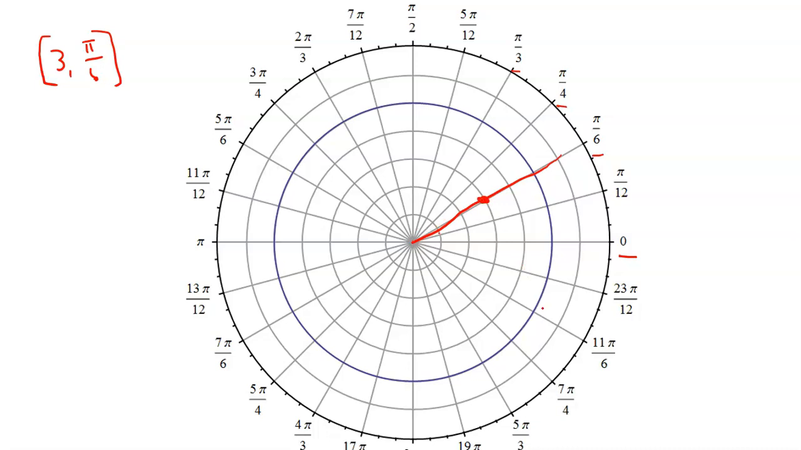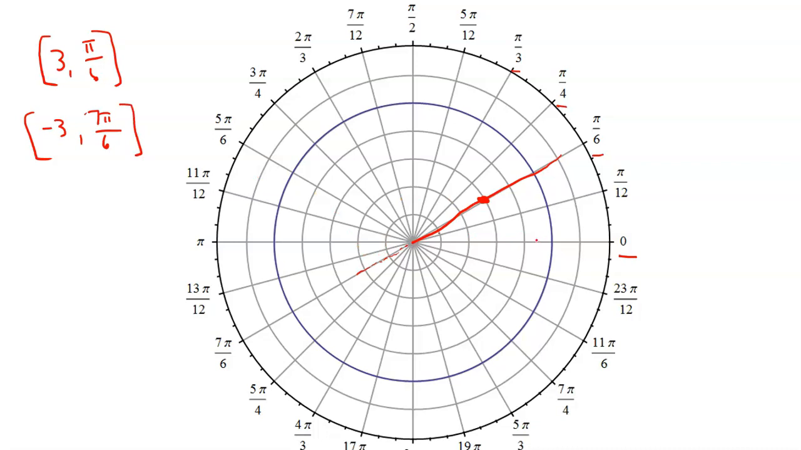But could I get there by going the other direction? 7 pi over 6. Sure I can. If I went around the unit circle till I got to 7 pi over 6 and then walked backwards, so I can go to 7 pi over 6 and then walk backwards 3 units. That's another way to name that same point.